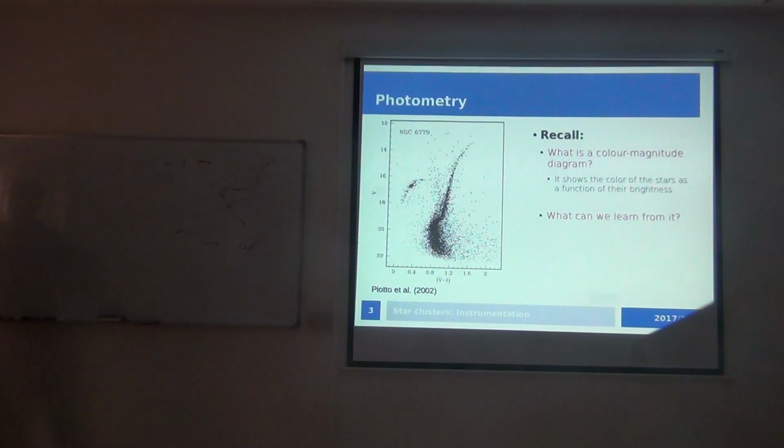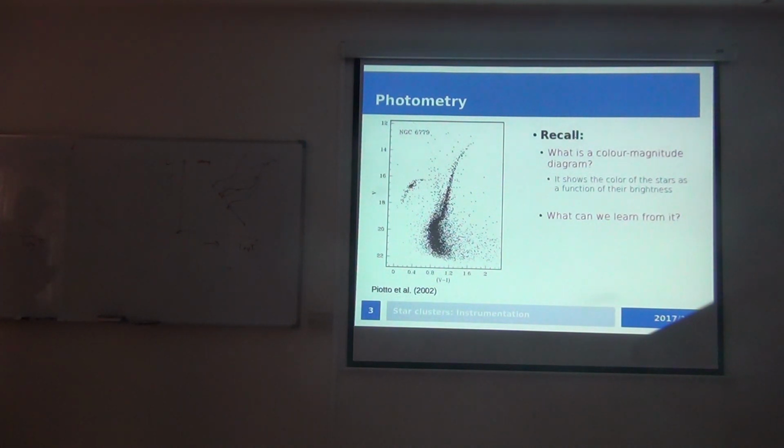Okay, so what Randa showed you was always the luminosity of a star and the temperature. This is the temperature of a star, basically the logarithm of the temperature. And you had the main sequence going this way.